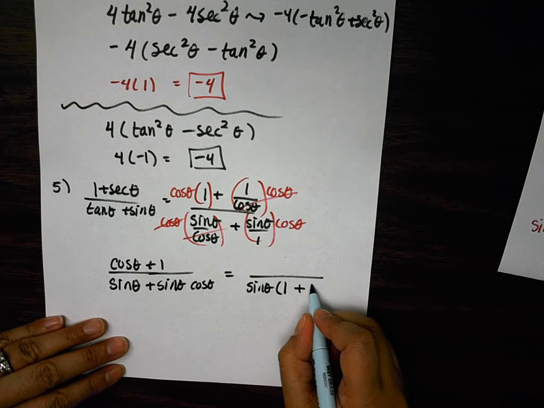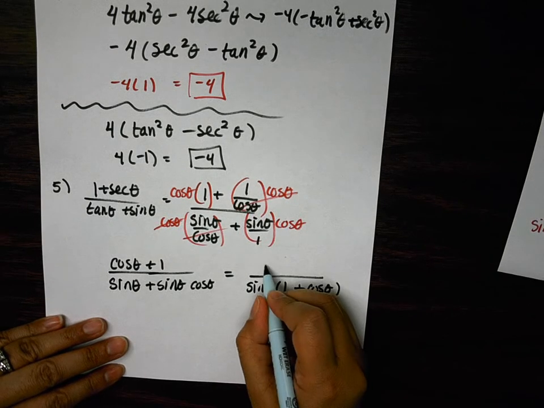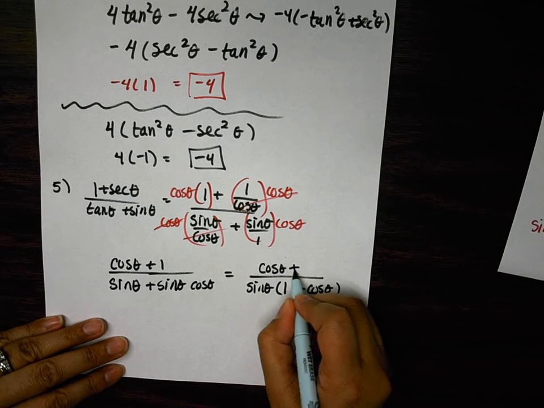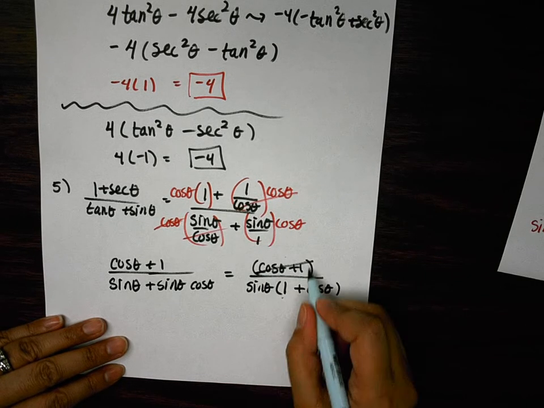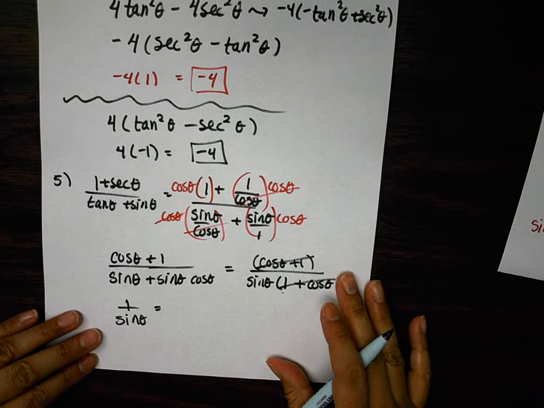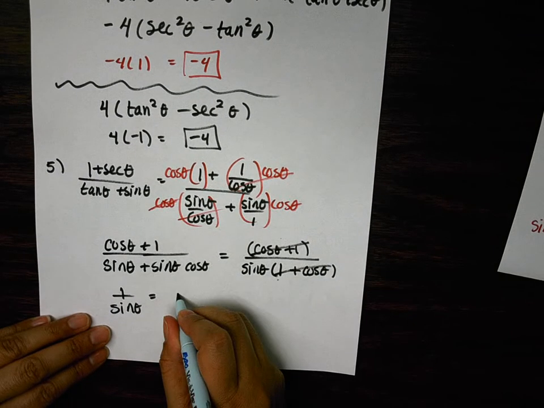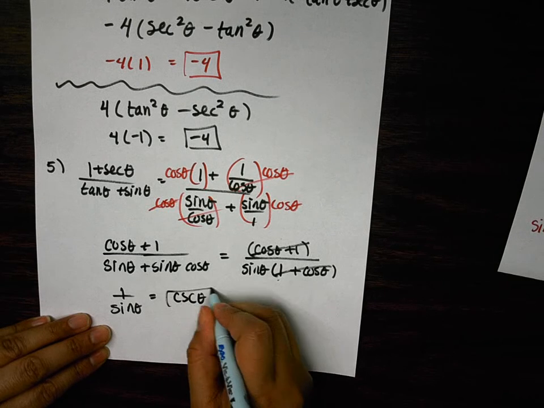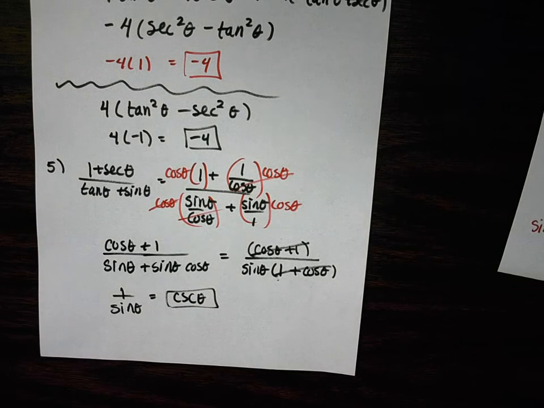What does that leave behind? Don't forget that 1 plus what? And what's going to happen with that and the cosine theta plus 1? Leaving me with 1 over sine. And do we leave our answer as 1 over sine? No, what is that? Cosecant theta.